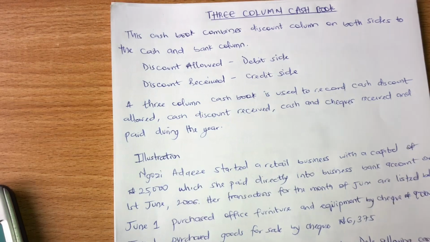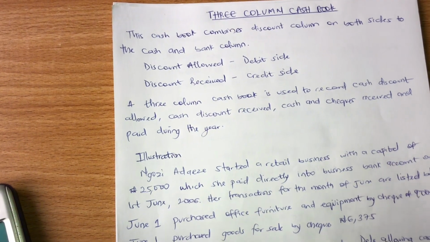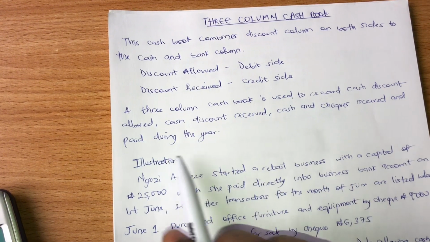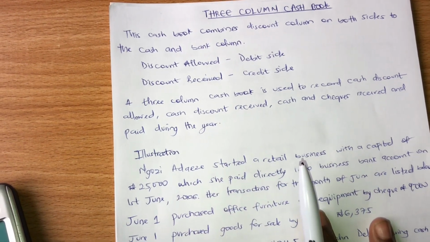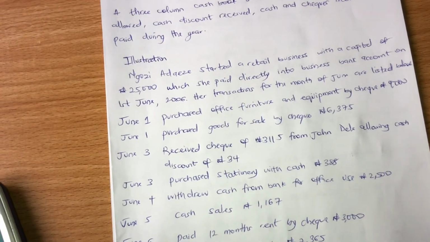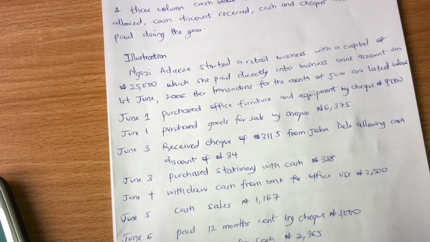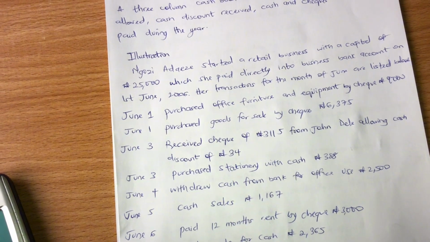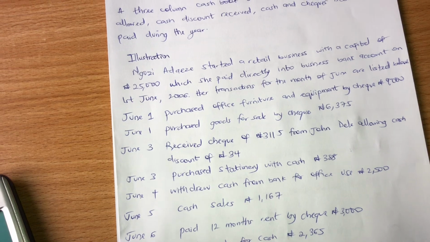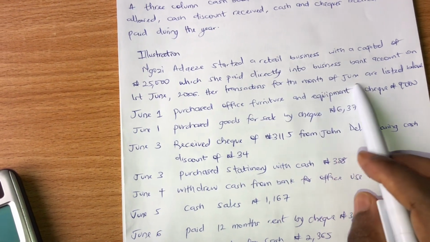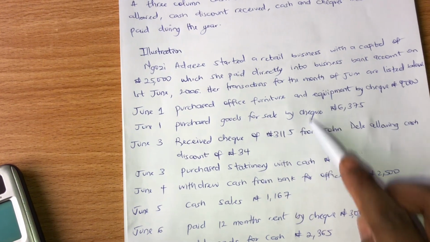So a 3-column cash book is used to record cash discount allowed, cash discount received, cash and checks received and paid during the year. So look at the following instruction so you can solve a 3-column cash book. So let's read. Illustration: Ngozi Adeze started a retail business with a capital of 25,000 naira, which she paid directly into business bank account on 1st of June 2006. Their transactions for the month of June are listed below. So below are the transactions.